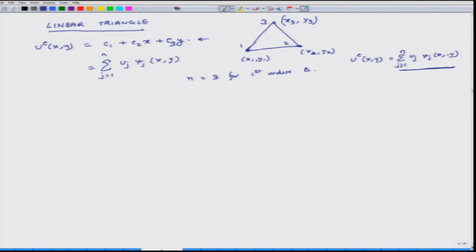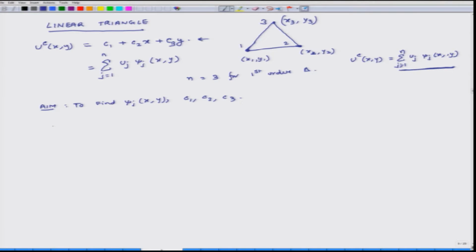So, what our aim is, is to find psi j. These are the functions we have to find. I can write u^e as C1 plus C2x plus C3y. I can alternatively write it as the sum of uj times psi j, and so on. But our aim is to find the psi j's and also C1, C2, C3.